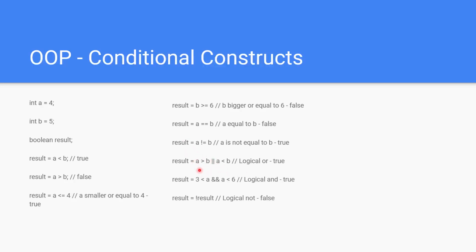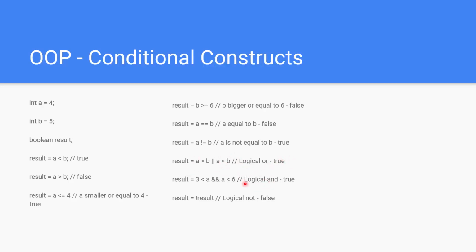Then there's the logical OR. With the logical OR, our expression is in 2 parts. And with an OR, only one part of the expression has to be true for the whole expression to be true. So in this case, a is not greater than b. This part of the expression is false, but a is less than b. So the right side of the expression is true, so the whole expression is true. That's why we're getting a true back.